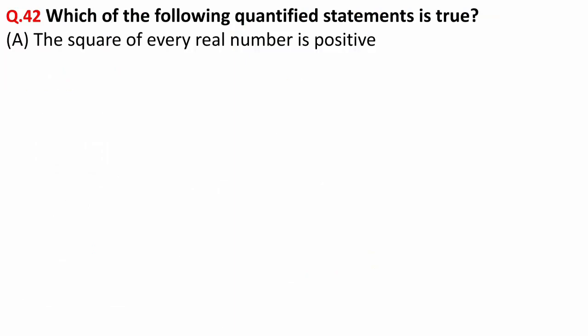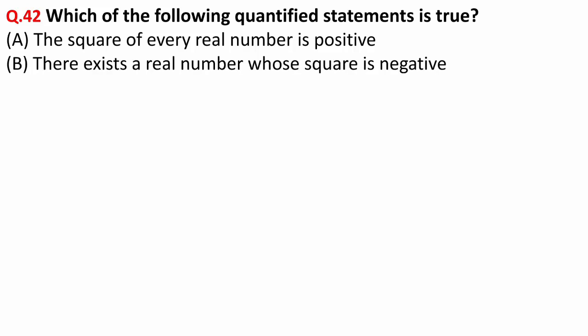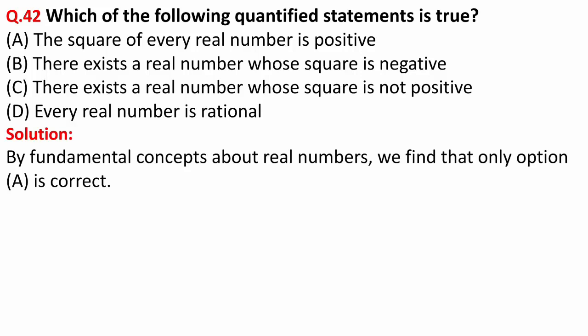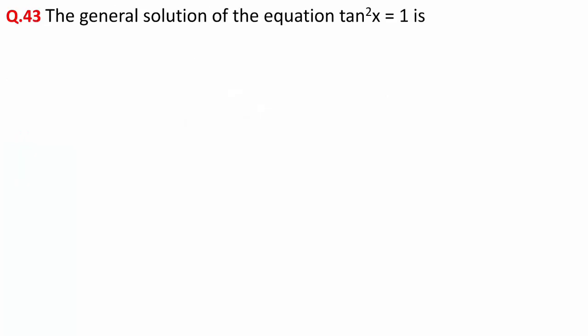A. The square of every real number is positive. B. There exists a real number whose square is negative. C. There exists a real number whose square is not positive. D. Every real number is rational. Solution. By the fundamental concept about real numbers, we find that only option A is correct, that is, the square of every real number is positive, and hence the correct option is A.